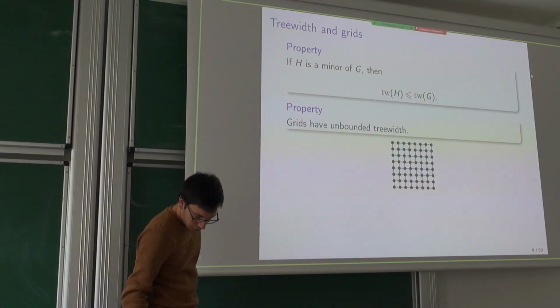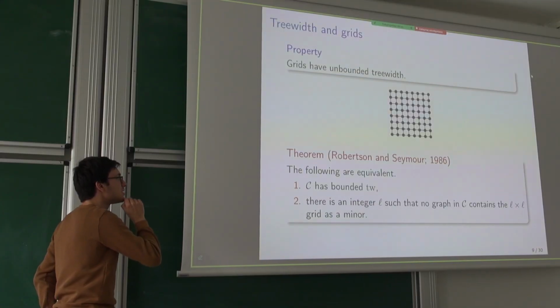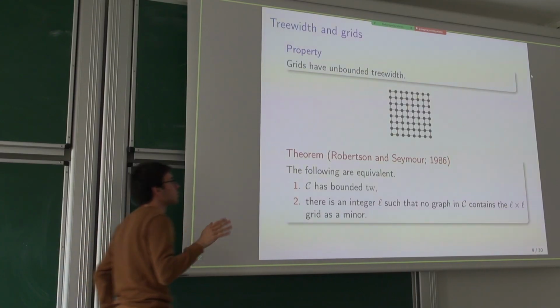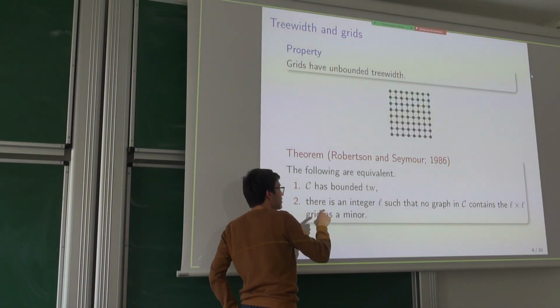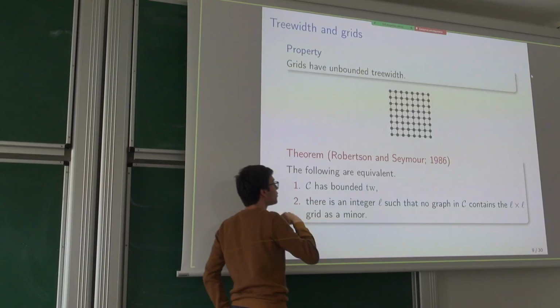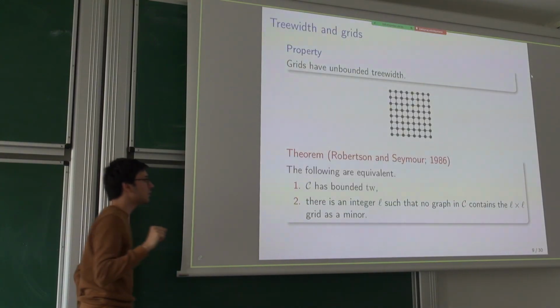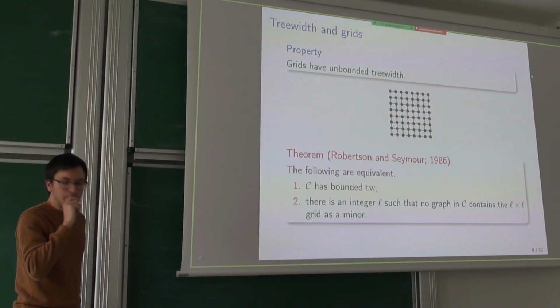And there is a very fundamental theorem by Robertson and Seymour called the Grid-Minor Theorem, which says that that's the only possible obstruction. So a class of graphs C has bounded treewidth if and only if there is an integer L such that no graph in C contains the L times L grid as a minor. Okay, so if you don't contain the L times L grid as a minor, then your treewidth is bounded by some function of L.